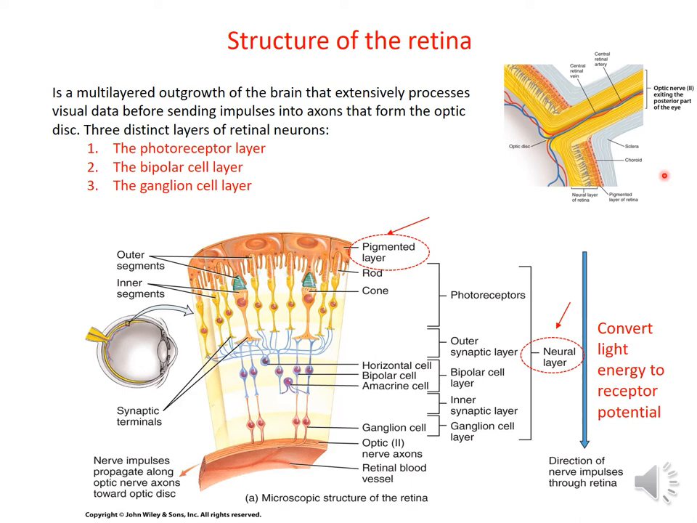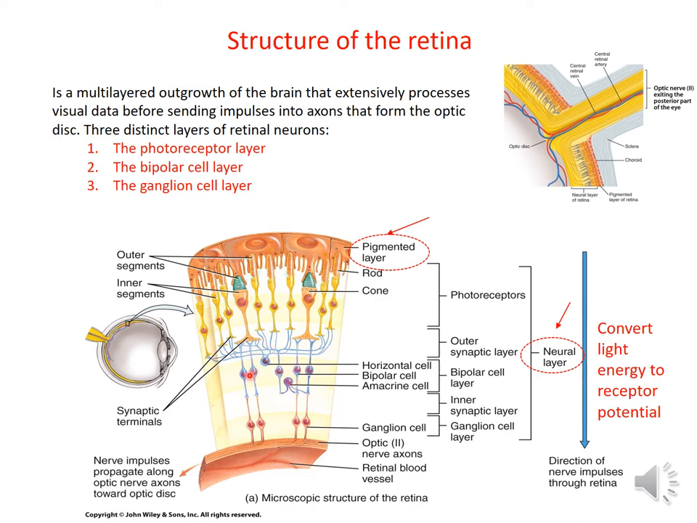So the visual processing, or the transformation of the light energy, or the photons of light, into action potential is going to occur through the layers of the retina. The retina is formed from multiple layers, the most important layers including the outer pigmented epithelium, which functions to absorb the extra amount of light rays, the layer of rods and cones, the layer of bipolar cells, and the layer of ganglion cells.